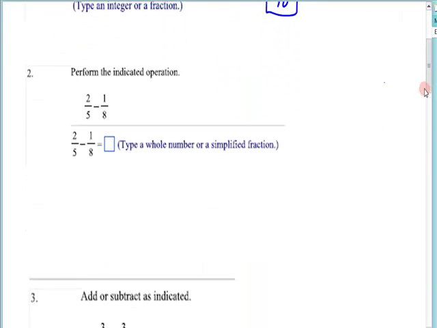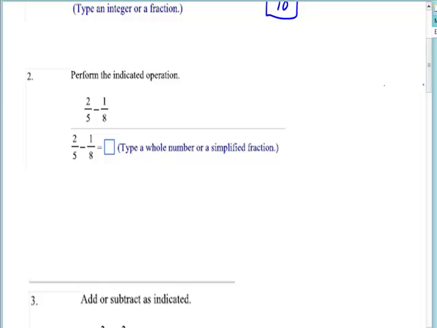All right, next problem. I've got 2/5 minus 1/8. And I want to find a common denominator. Now you may come up with the common denominator very quickly off the top of your head. And the common denominator is 40. That's the smallest number that they'll both go into.